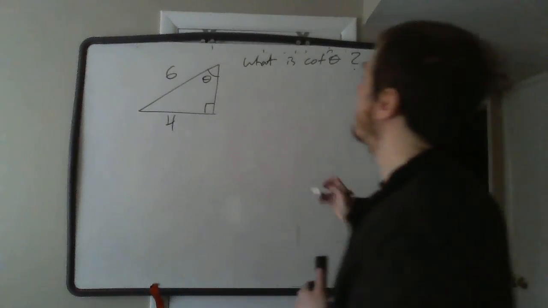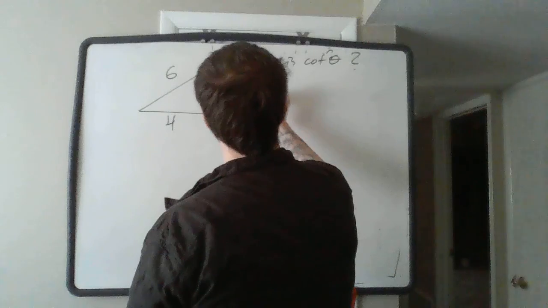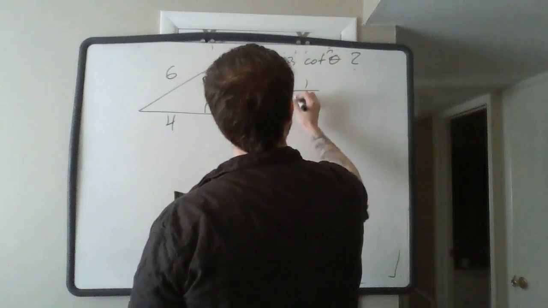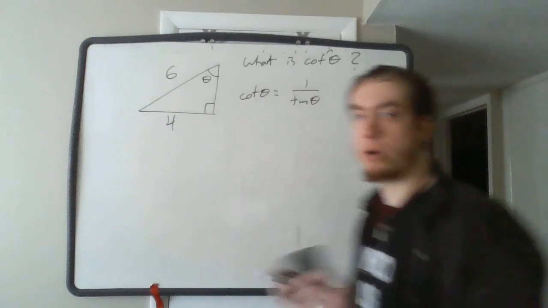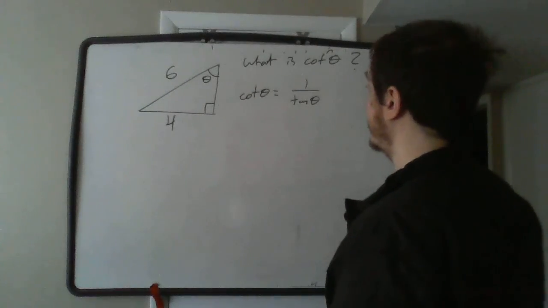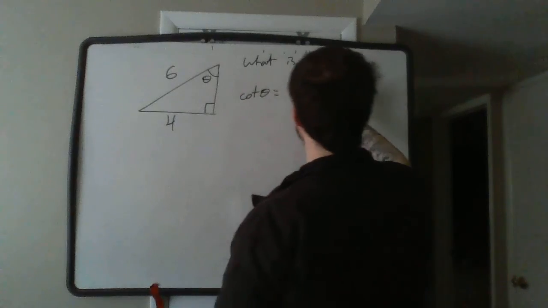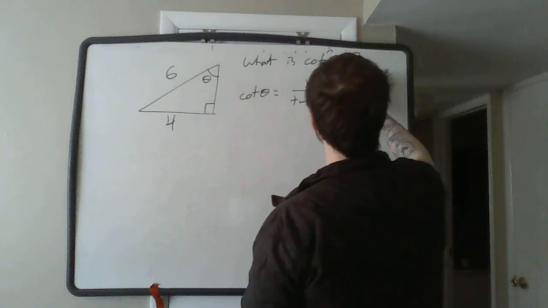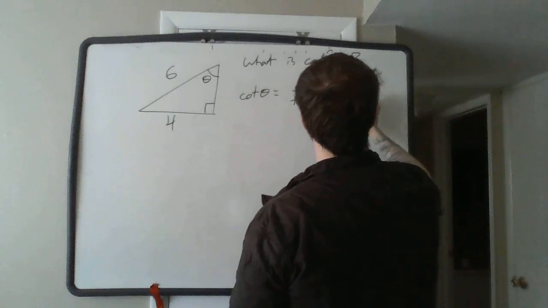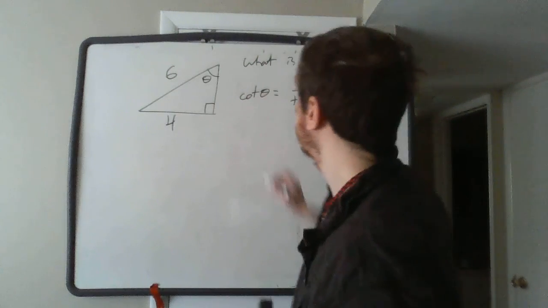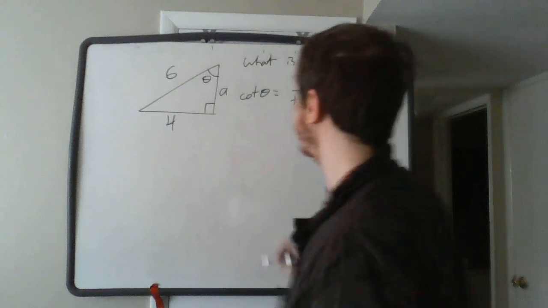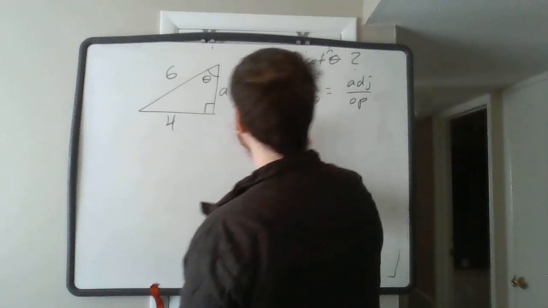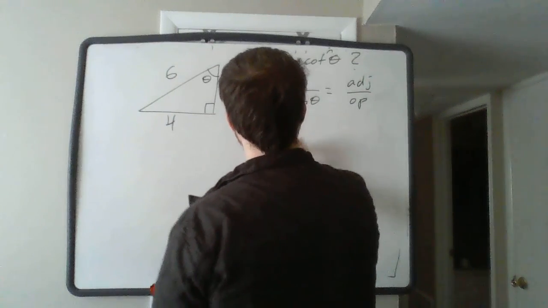Well, the thing that we want to remember is that cotangent theta is equal to 1 over tangent theta. It's the reciprocal of tangent. And what is tangent? Well, tangent is opposite over adjacent. So the reciprocal of opposite over adjacent would be the adjacent side over the opposite side. So let's call this side here A, the adjacent side. So this means that the cotangent of theta is going to be A over 4.